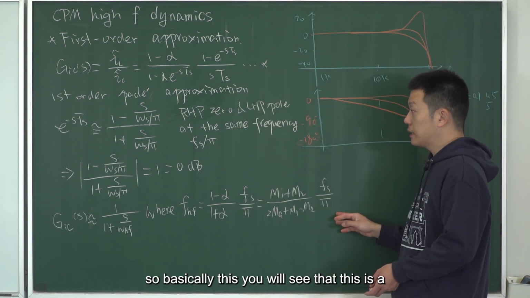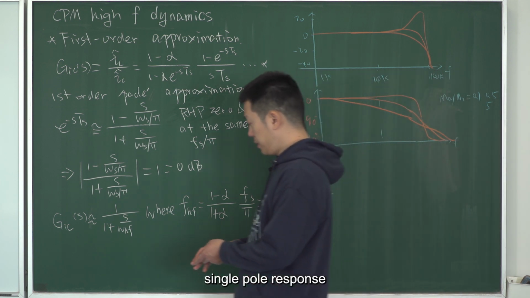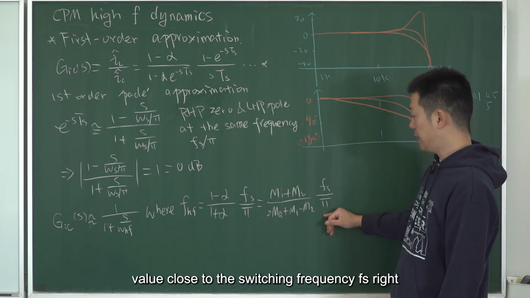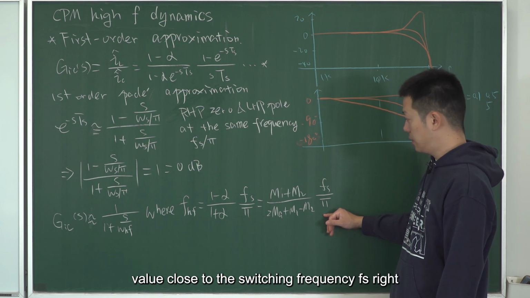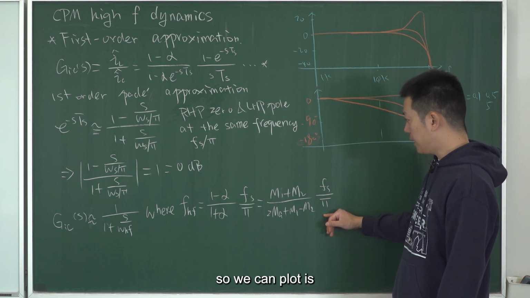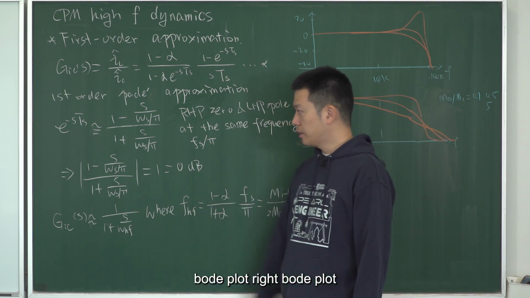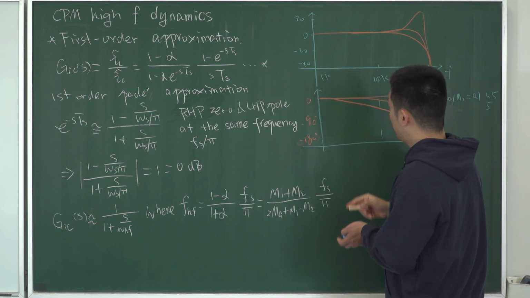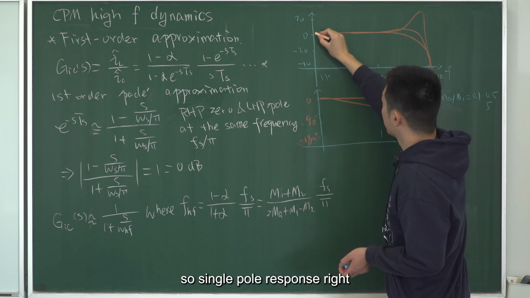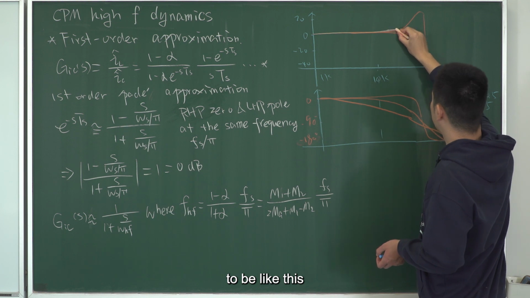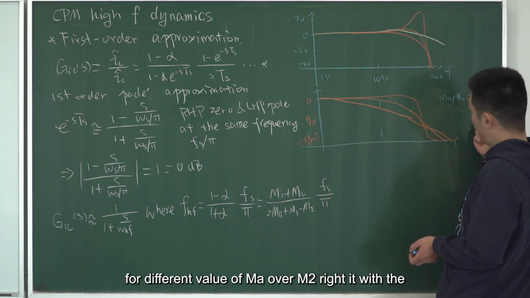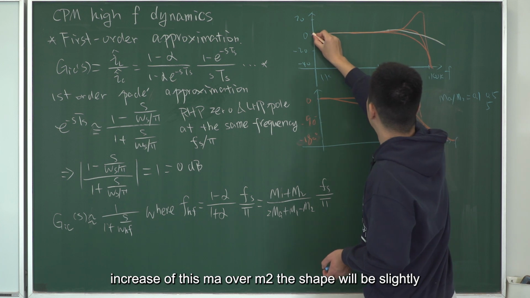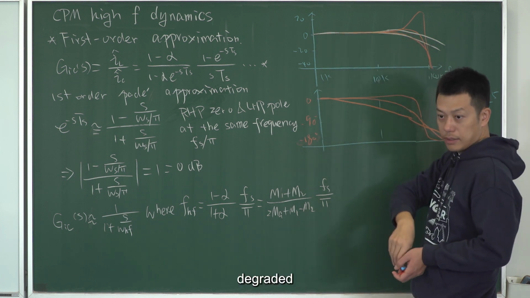Basically, you will see that this is a single pole response, and the pole frequency occurs at a pretty high value, close to the switching frequency fs. So we can plot its Bode plot. In the white curve, the single pole response looks like this for different values of MA over M2. With the increase of MA over M2, the shape will be slightly degraded.